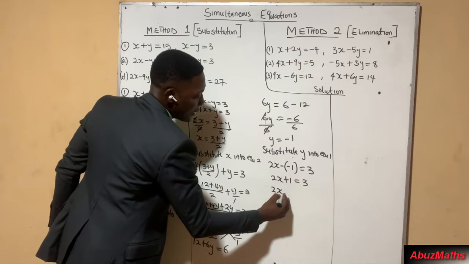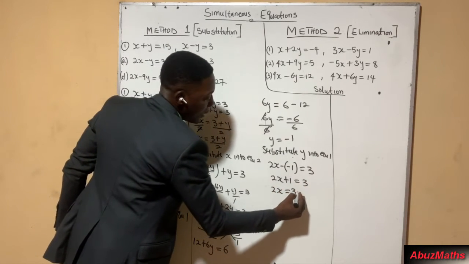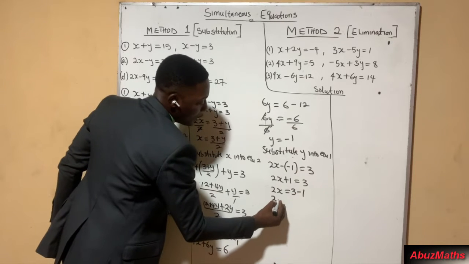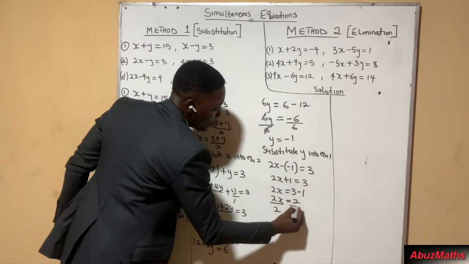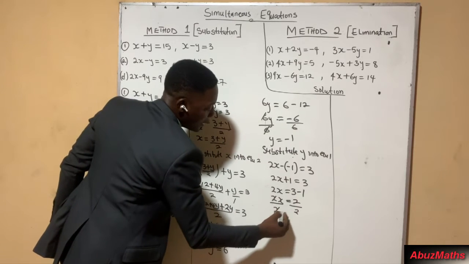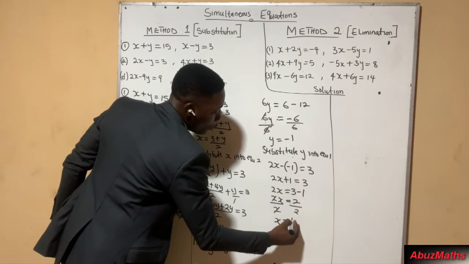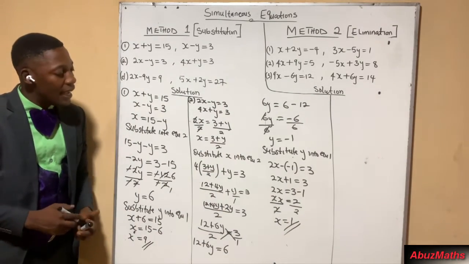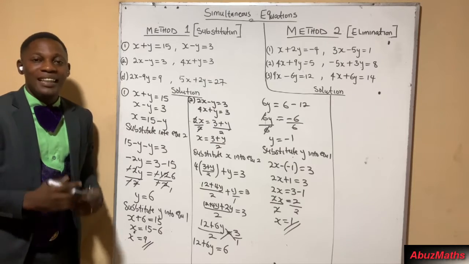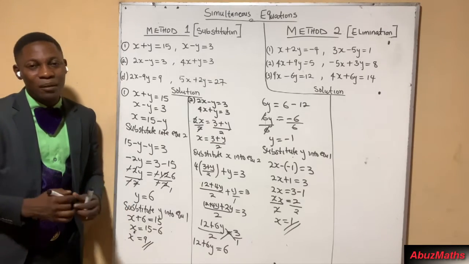So 2x is equal to 3 minus 1. Then 2x will give me 2. Divide both sides by 2. This cancels this. So x is equal to 1. So that means y is minus 1 and x is 1. Interesting, right? It's very, very simple.